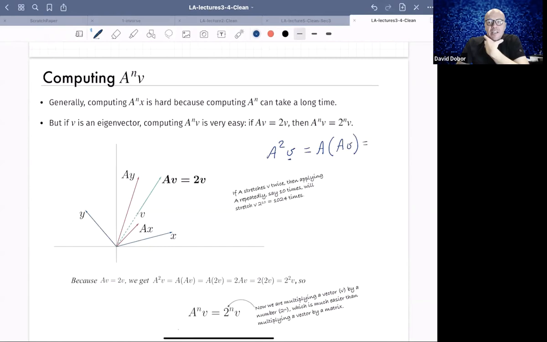Now, I know that A applied to V is going to be twice V because V is an eigenvector. So when I apply A to it, it stays on the same line. So it's stretched twice. Now, when we began this course, we had this boring set of rules.